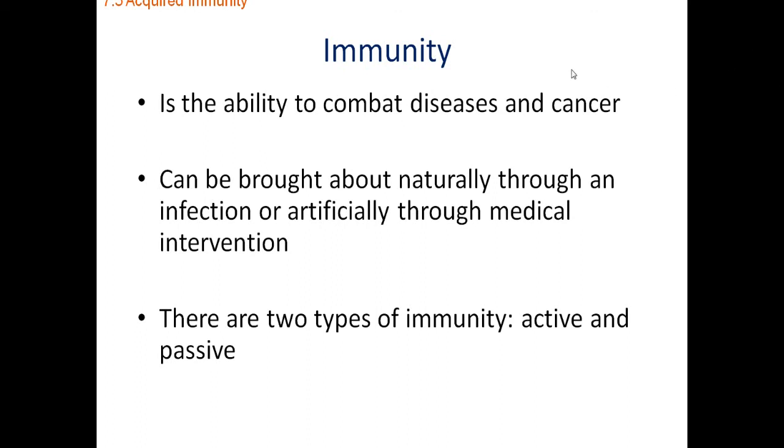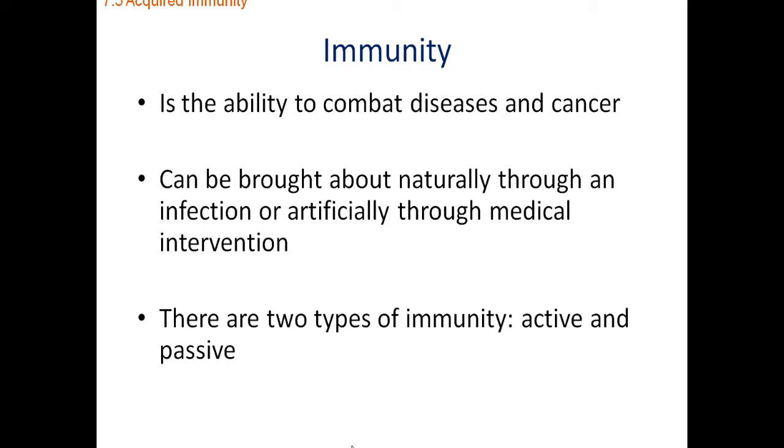So immunity is the next section that we have to talk about, and immunity is the body's ability to fight diseases and things like cancer. So it can be brought about naturally. So it could be that you got an infection, so maybe you got chicken pox. After you got chicken pox once, then you're immune to them. It could also be brought about artificially by either a vaccine, or we could give you antibodies to something. So we're going to talk about both of those.